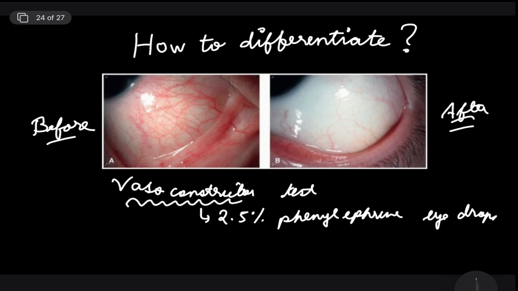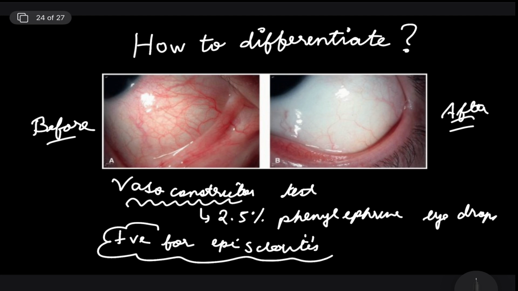Right, like those fairness cream commercial breaks, ads, before and after. Anyways, this vasoconstrictor test will only be positive for episcleritis. Only positive for episcleritis, which means that this redness disappears only in episcleritis, not in scleritis.